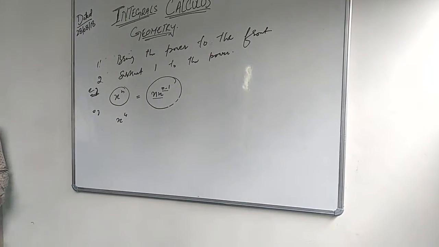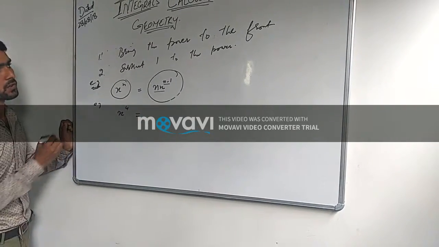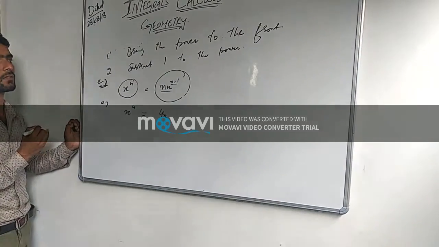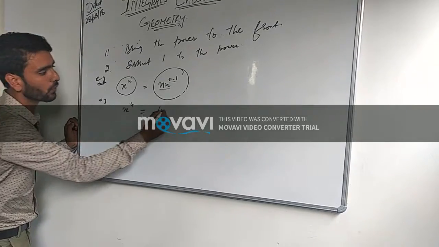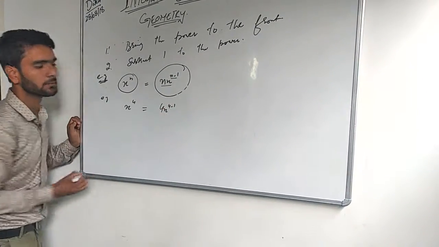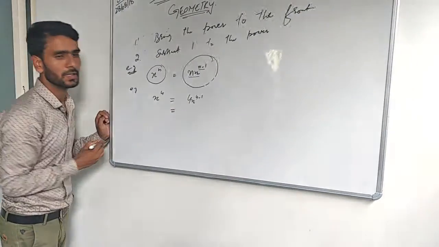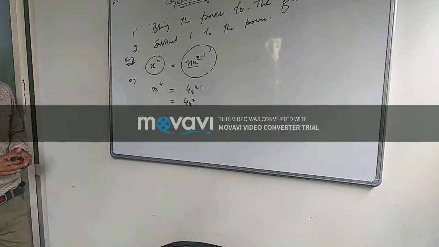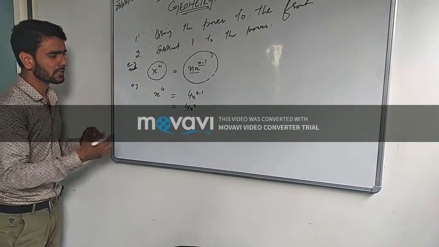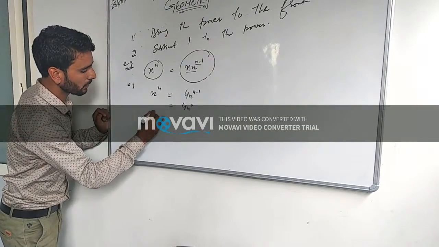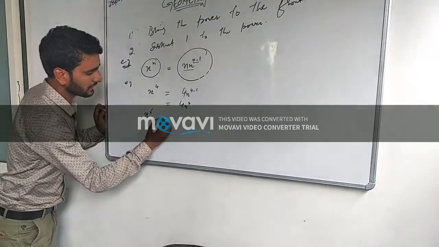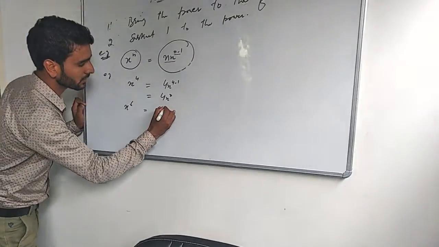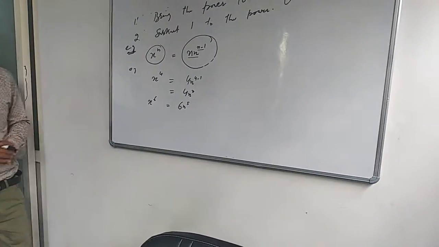If we differentiate this equation, then we can write, first step is bring the power to the front, that is 4x, and the second one is subtract 1 from the power. Here power is 4 and we subtract 1, that is minus 1. Then the equation will be 4x raised to power 4 minus 1, that is 3, that is cube, 4x cube. We take another example, that is x raised to power 6. Then it will be 6x raised to power 6 minus 1, that is 6x raised to power 5.